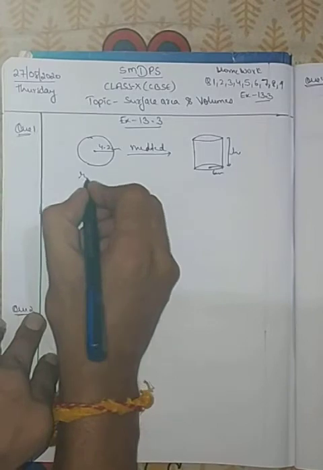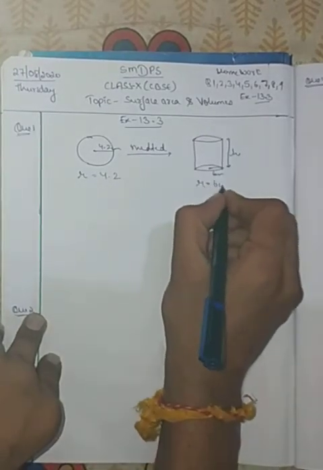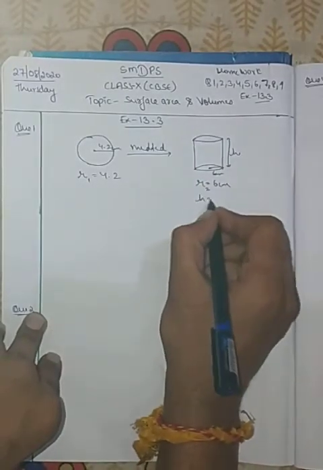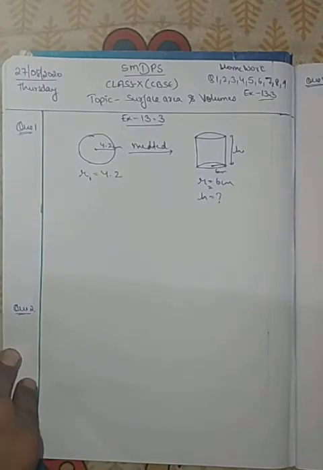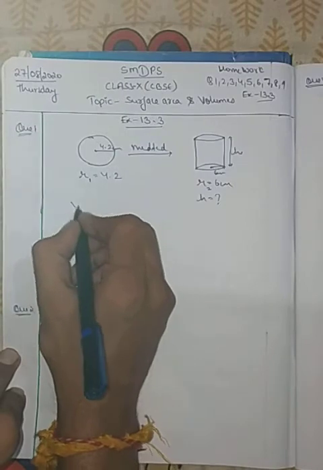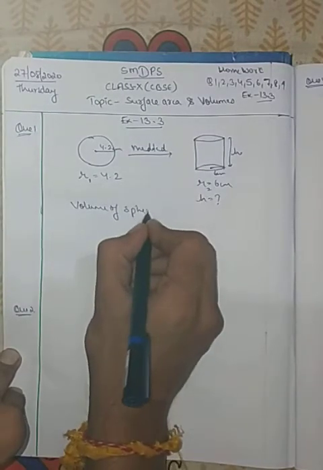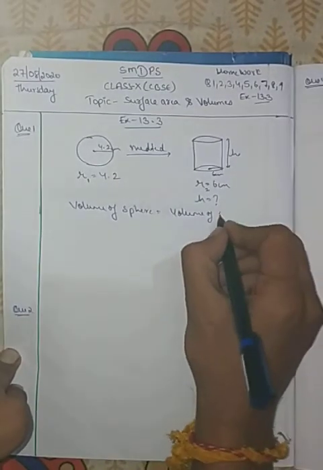For sphere, radius is equal to 4.2. For cylinder, radius is 6 centimeter. Again here r is there, so r1, r2. Height we have to find. You already know, in case of remodeling, recasting, what remains constant? The volume remains constant. Means volume of sphere is equal to volume of cylinder.